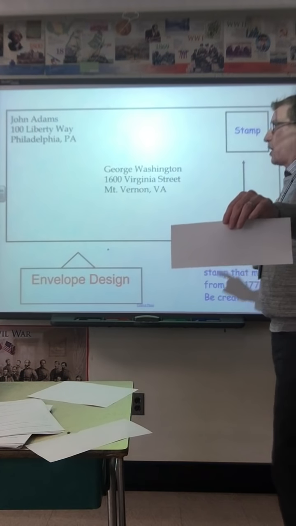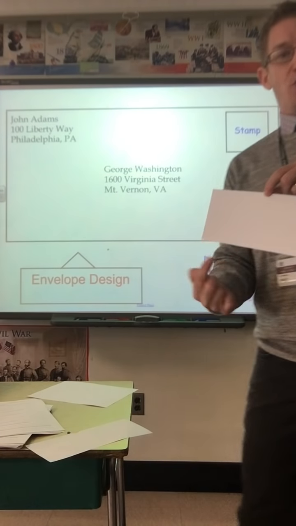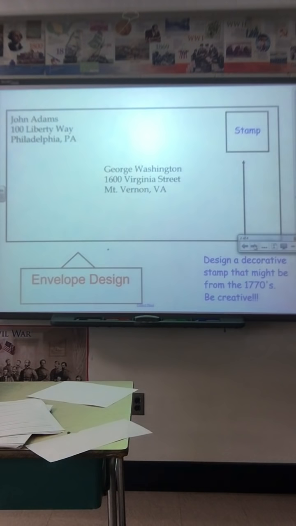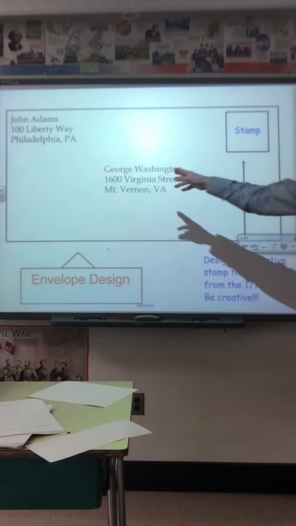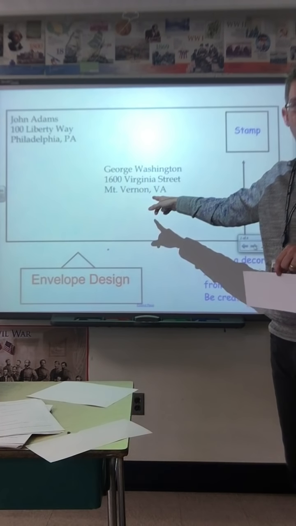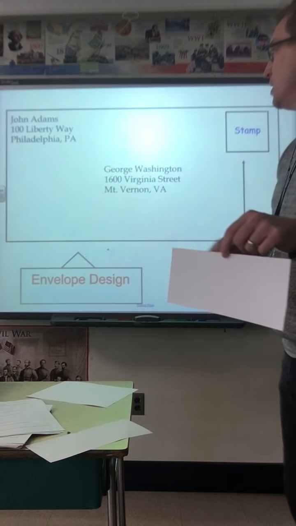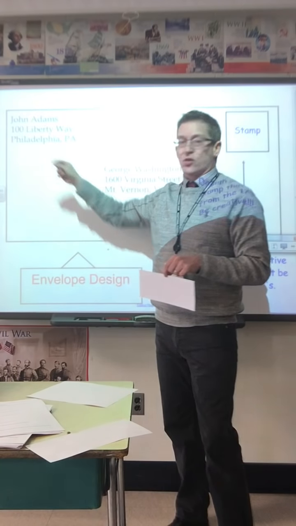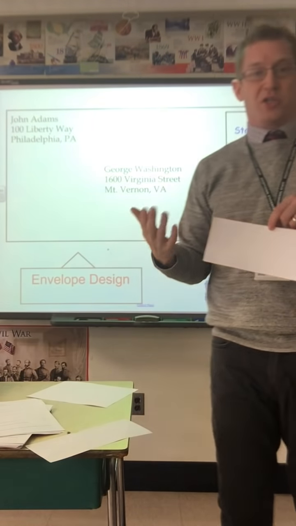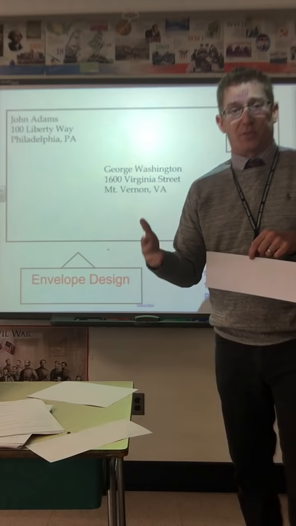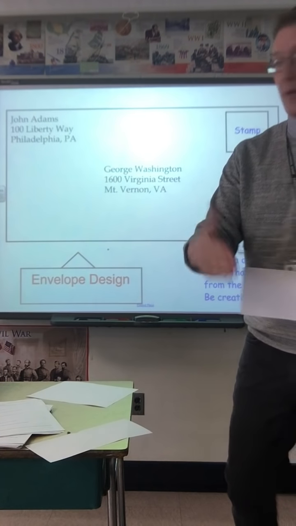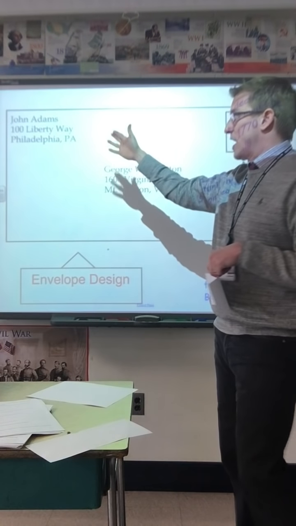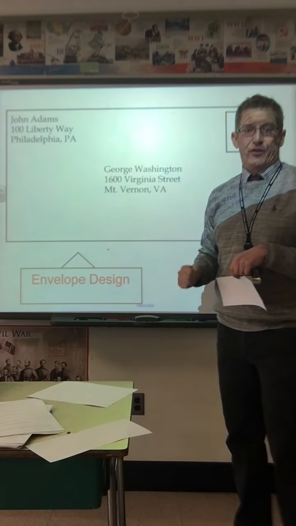And what your letter or your envelope should look like is you would have an address of who it's going to. In this case, it's George Washington, 1600 Virginia Street, Mount Vernon, Virginia. So I'll get out of the way so you can see that. You can press pause and write that down if you need to. In the upper left-hand corner, that'll be who this is coming from, rather. This is the return address, which is you, John Adams. So in case this letter ever got lost in the mail, it would go back to where it came from. So John Adams, 100 Liberty Way, Philadelphia, Pennsylvania.